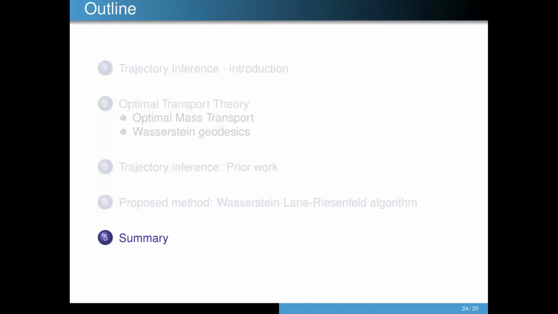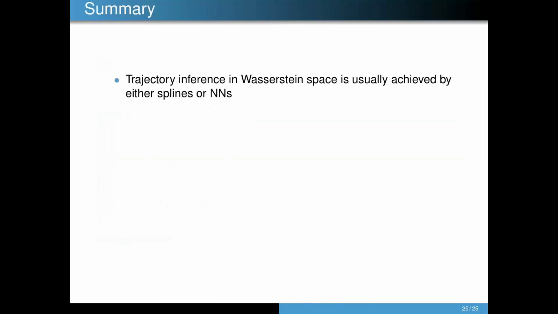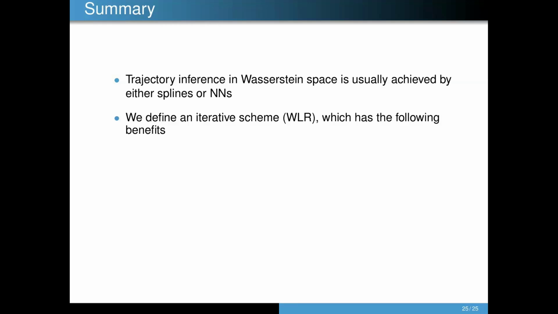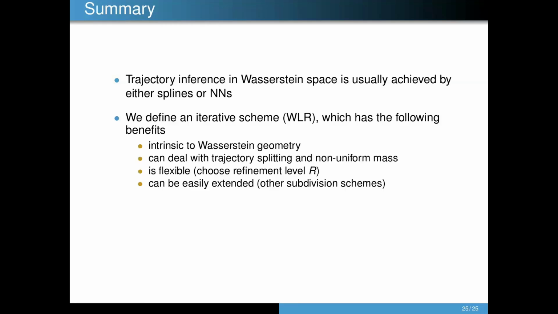Okay, so the summary. We have a new version of trajectory inference in Wasserstein space, extending theory. What I think the benefit of our method is that it's very natural to the geometry. So it does not depend on anything that happens on Rn, really. It only depends on the Wasserstein space. And therefore, we can deal with trajectory splitting in non-uniform mass, which other methods cannot.